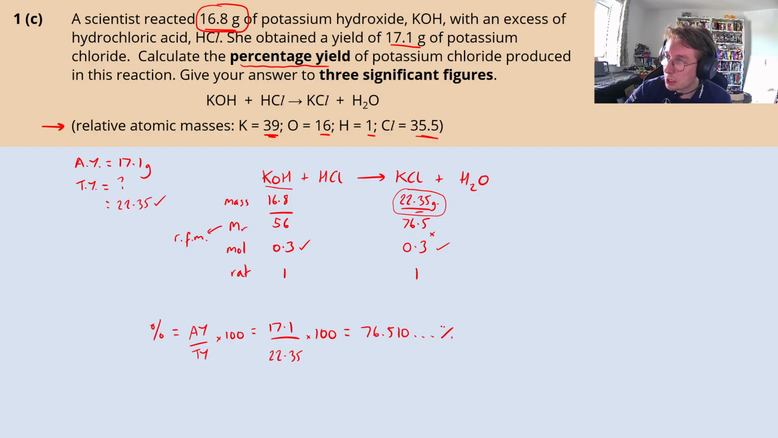And once again, the question has asked us, if you can see up there, to give our answer to three significant figures. So the answer is going to be 76.5% because this is our third significant figure, and this value here, that 1, is less than 5. So we're rounding down rather than up.